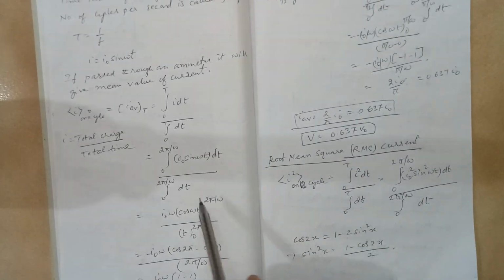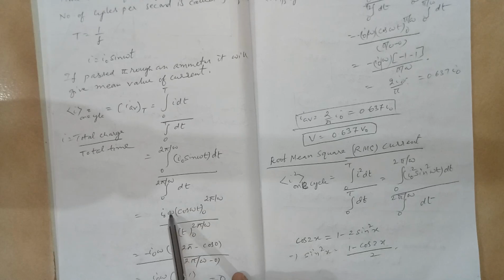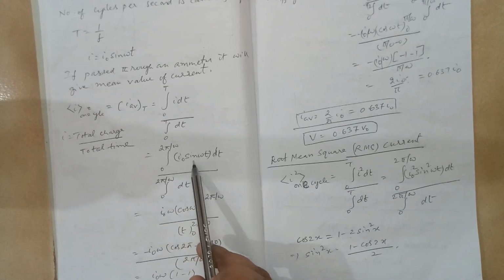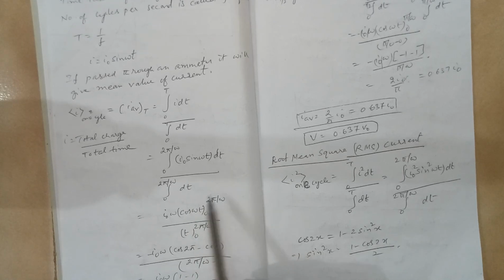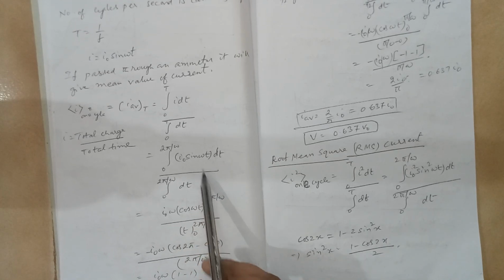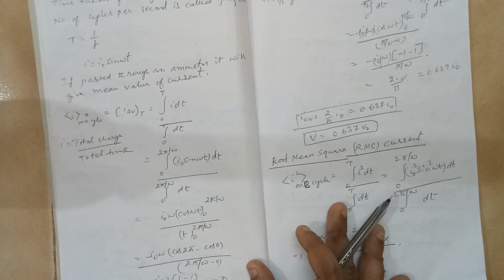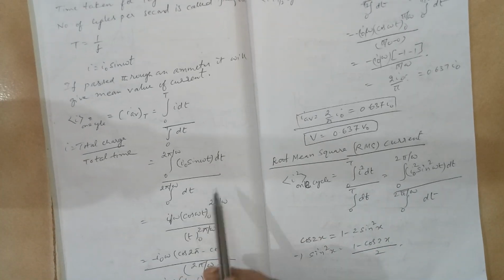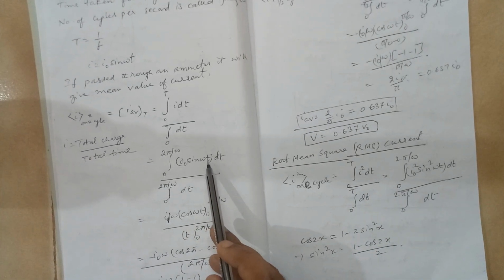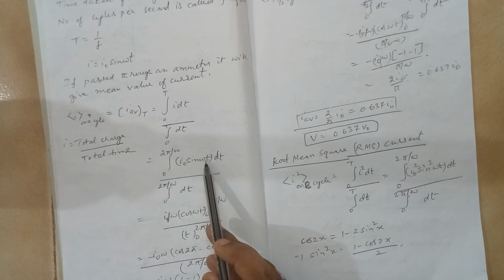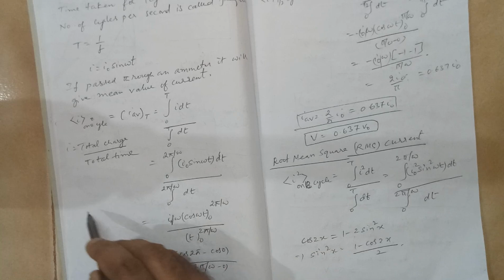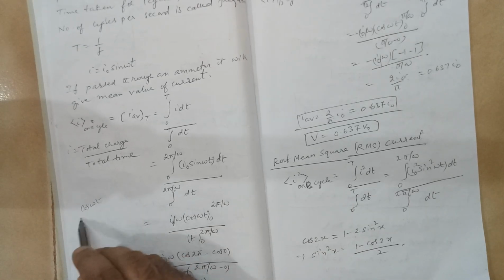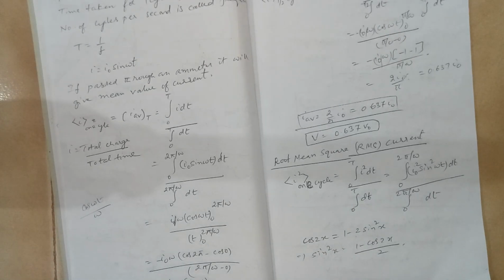Now here you want to integrate this, so what will be the integration of sine? It will be cos. This constant term will come out, so integration of sine omega t means it will be cos omega t divided by omega.